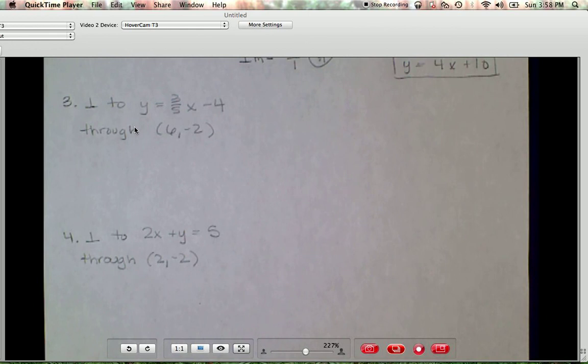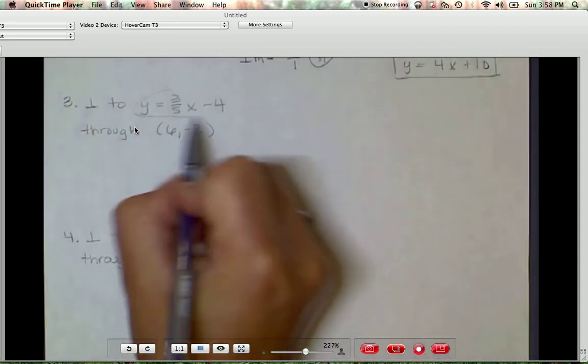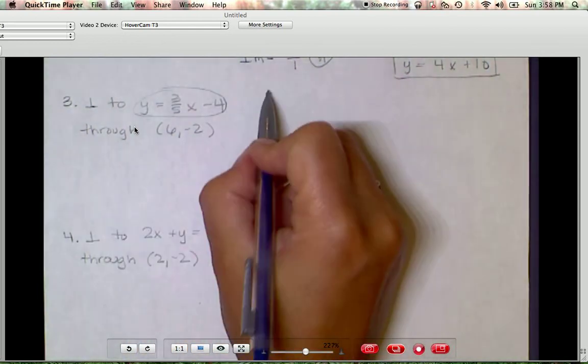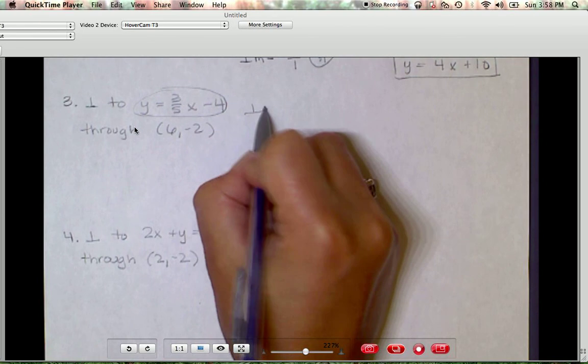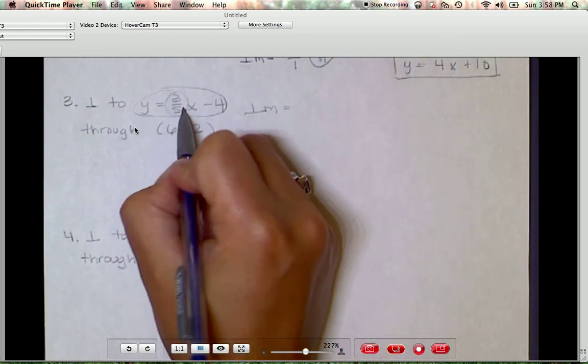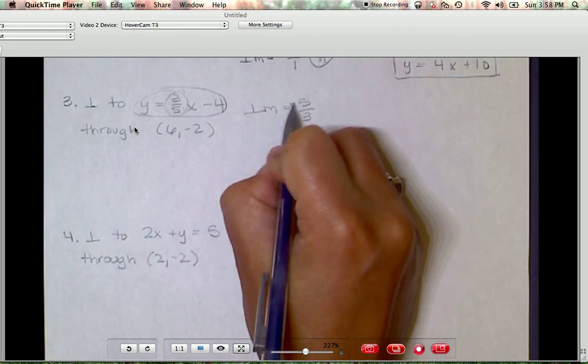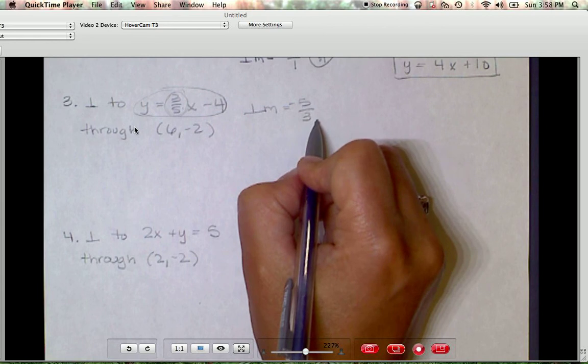Alright, I trust that you have tried these on your own. Now let's see how you did. Now this equation is already in slope-intercept form, so we can start by identifying the perpendicular slope, which is going to be flip it and switch it of this slope right here. So not just 5/3, but negative 5/3 will be your perpendicular slope.